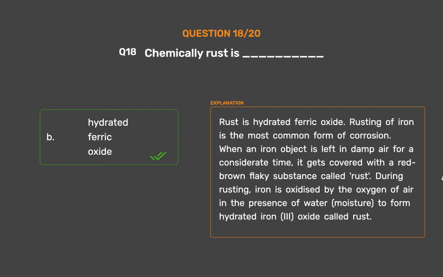Rust is hydrated ferric oxide. Rusting of iron is the most common form of corrosion. When an iron object is left in damp air for a considerable time, it gets covered with a red-brown flaky substance called rust. During rusting, iron is oxidized by the oxygen of air in the presence of water, moisture, to form hydrated iron 3 oxide called rust.